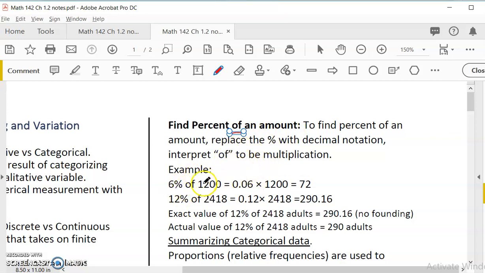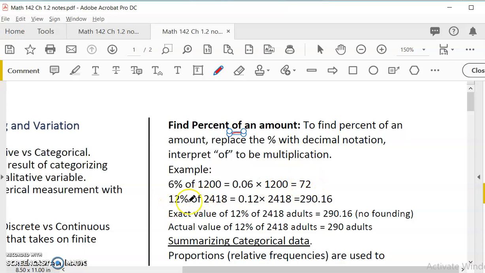Say, for example, I have 1,200 students that I am surveying, and I find that 6% of them take calculus. I think there's more than that. But what is 6% of 1,200? To find it, I would multiply 6% by 1,200. First of all, change 6% to a decimal, 0.06, times 1,200 is 72.